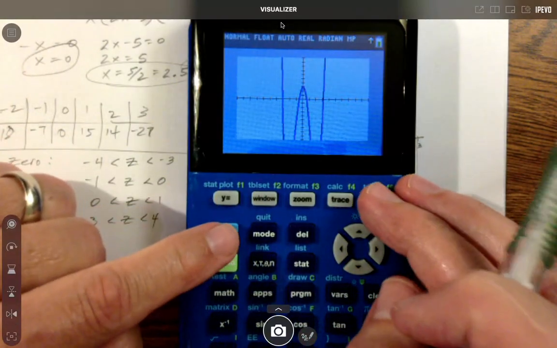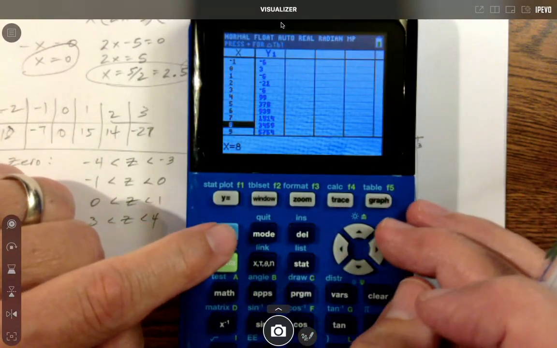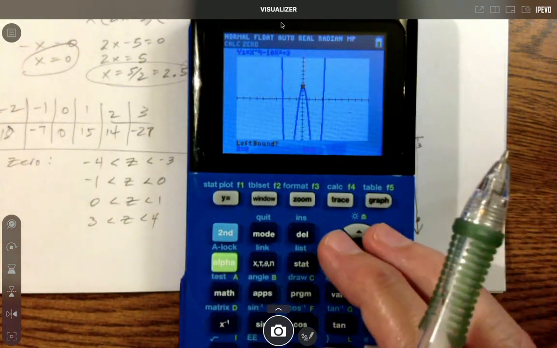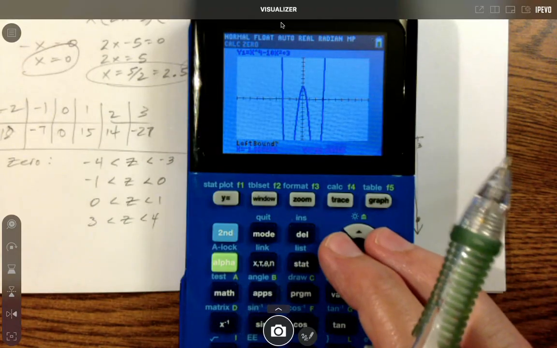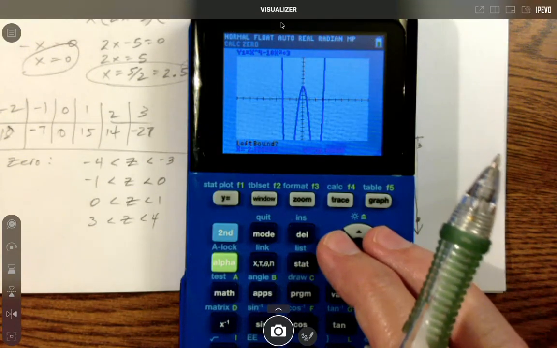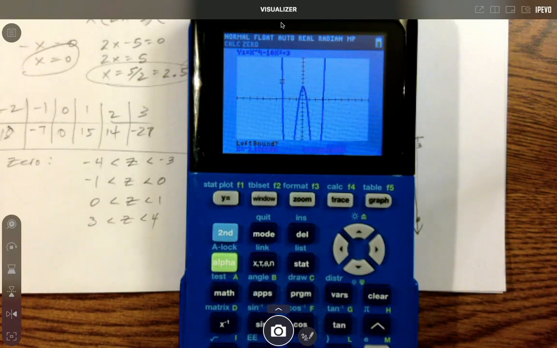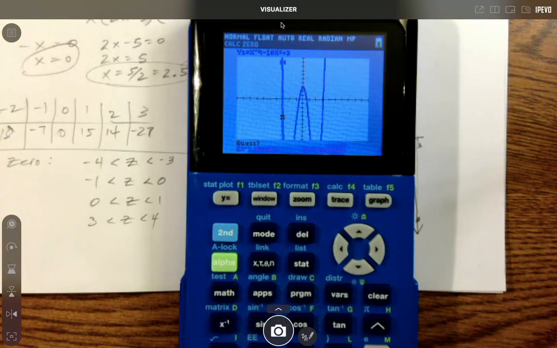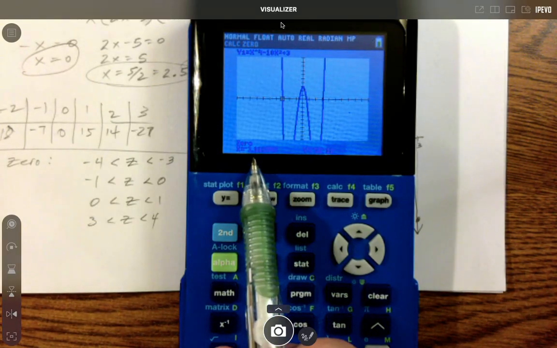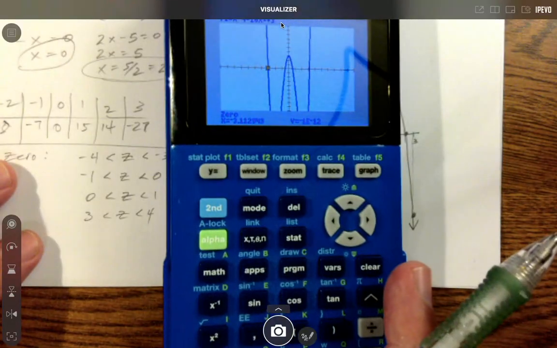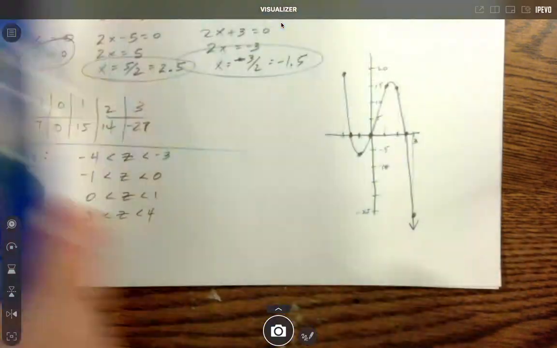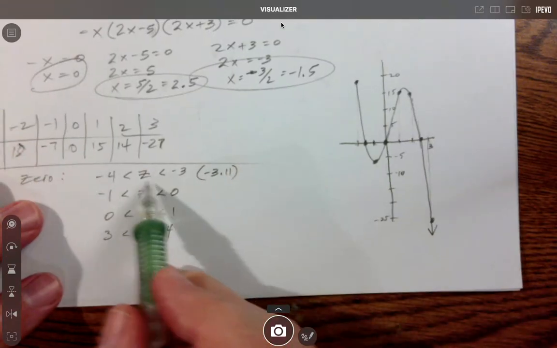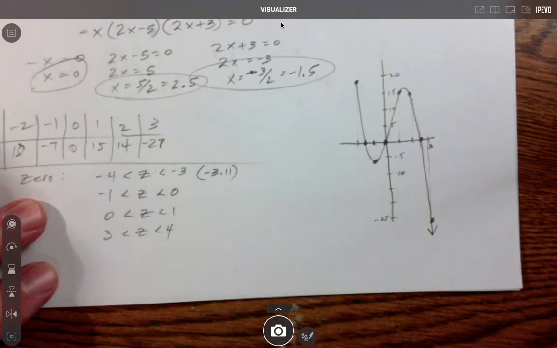So we would go to second trace 0. And I'll start on the left. All right, so there's left of that 0, and then there's right of that 0, and then enter. So that's about, according to this, I don't know if you could read that, but that's about -3.11. That's the one that's between -3 and -4.